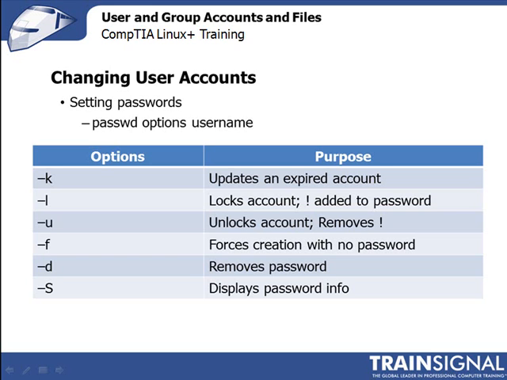And the options are -K, which updates an expired account. And if you recall from the previous slide, the -E option used with useradd sets the expiration date. -L locks an account. It does so by adding an exclamation point to the password in the file /etc/passwd. -U unlocks an account by removing the exclamation point. Then we have -F, which forces the creation of the account with no password. Then we have -D, which is used to remove the password. And finally, -S, which displays information about the password, like whether or not it's set and the type of encryption it's using. Let's head back to the terminal window and set passwords for all our new accounts.